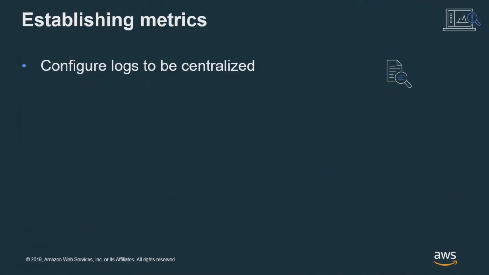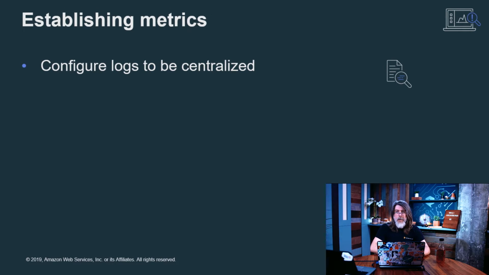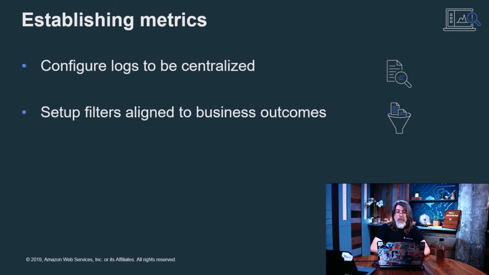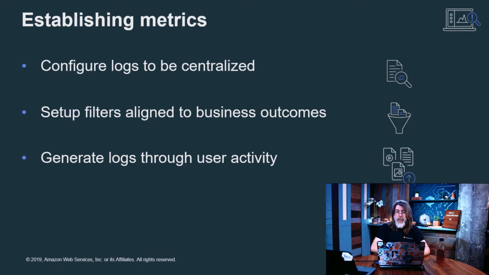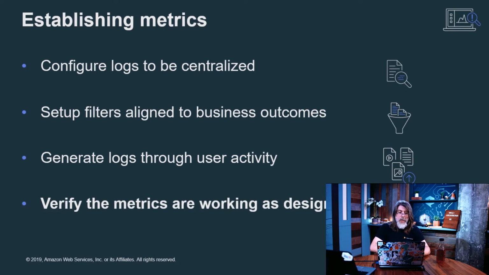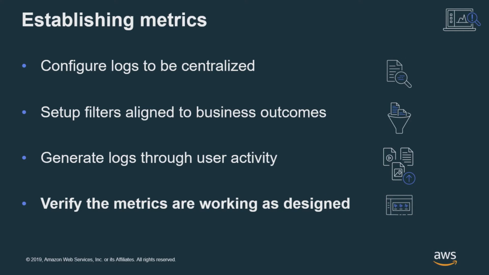establishing metrics. That's where we started. We configured our logs so they could be centralized. We used automation using a runbook. We had an automation document that allowed us to do the installation followed by the configuration. We set up filters aligned to business outcomes. We generated logs through user activity. I had to post the images in order to actually generate that activity, but we saw the responses from it. And we verified the metrics are working as designed. In fact, we verified that one of them wasn't, because a confidence level of 1 is background noise from an incorrect log. So we need to iterate on that. We can recognize it's there.